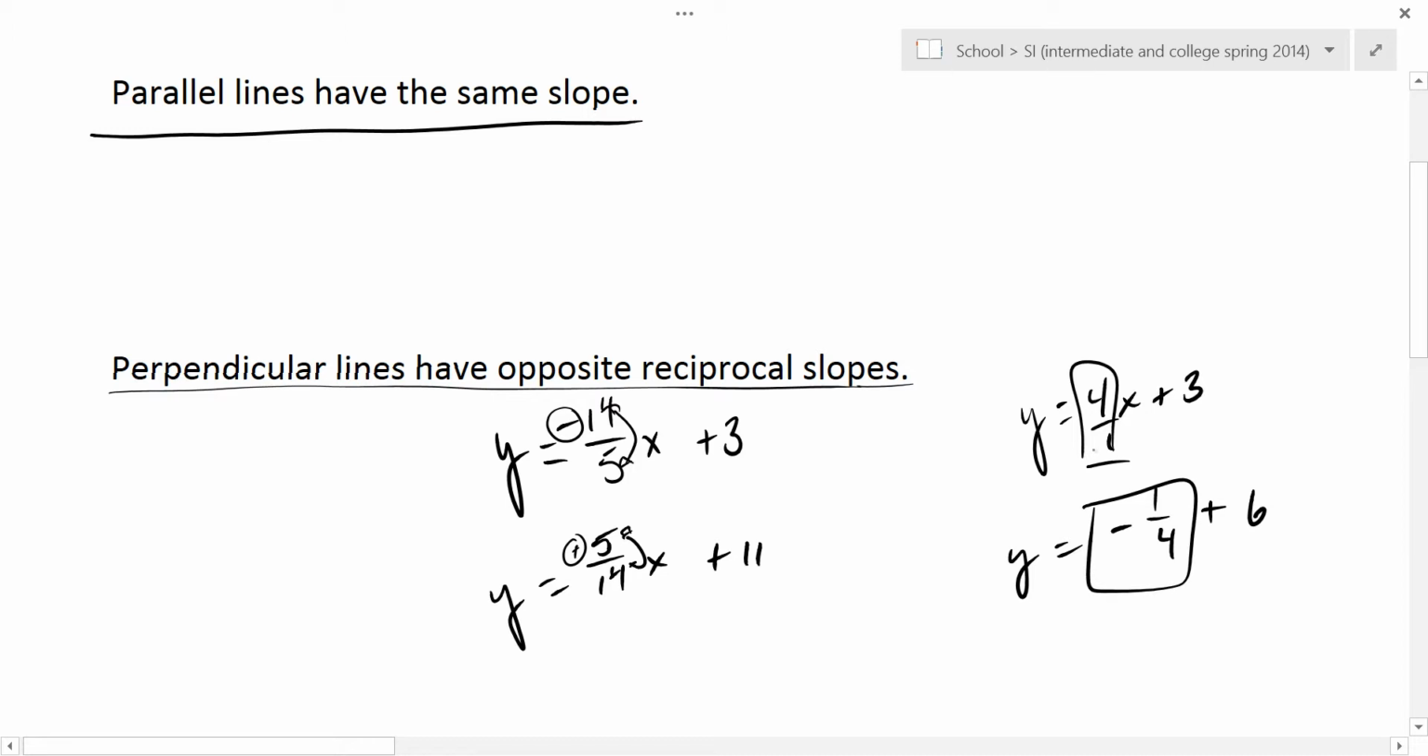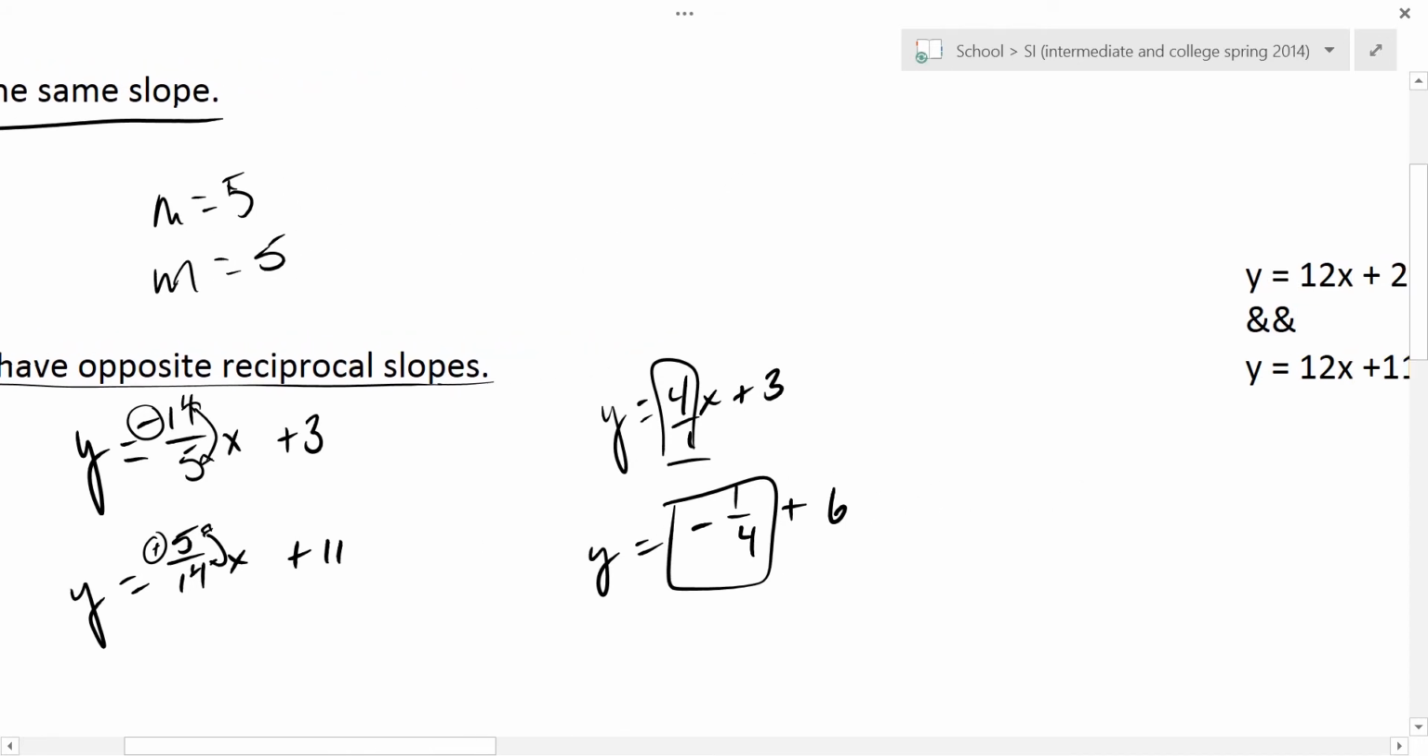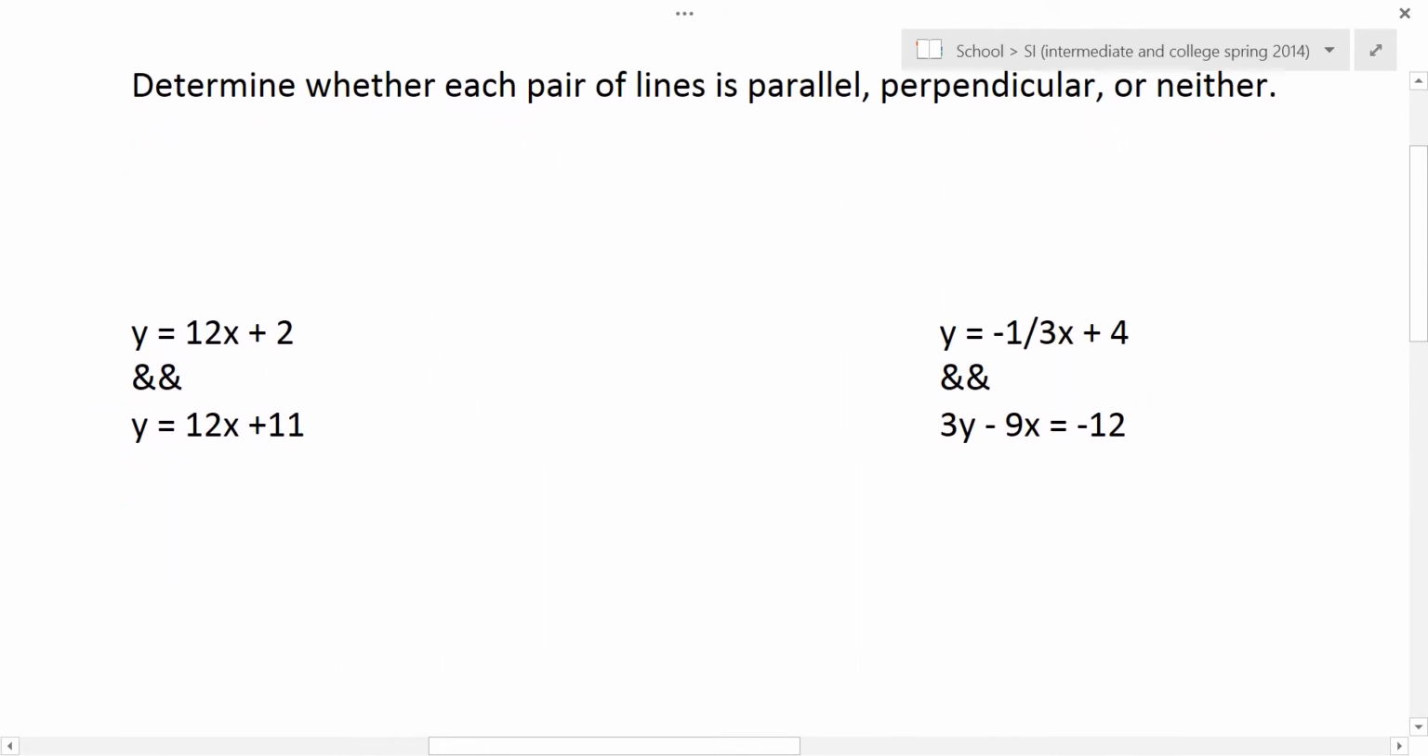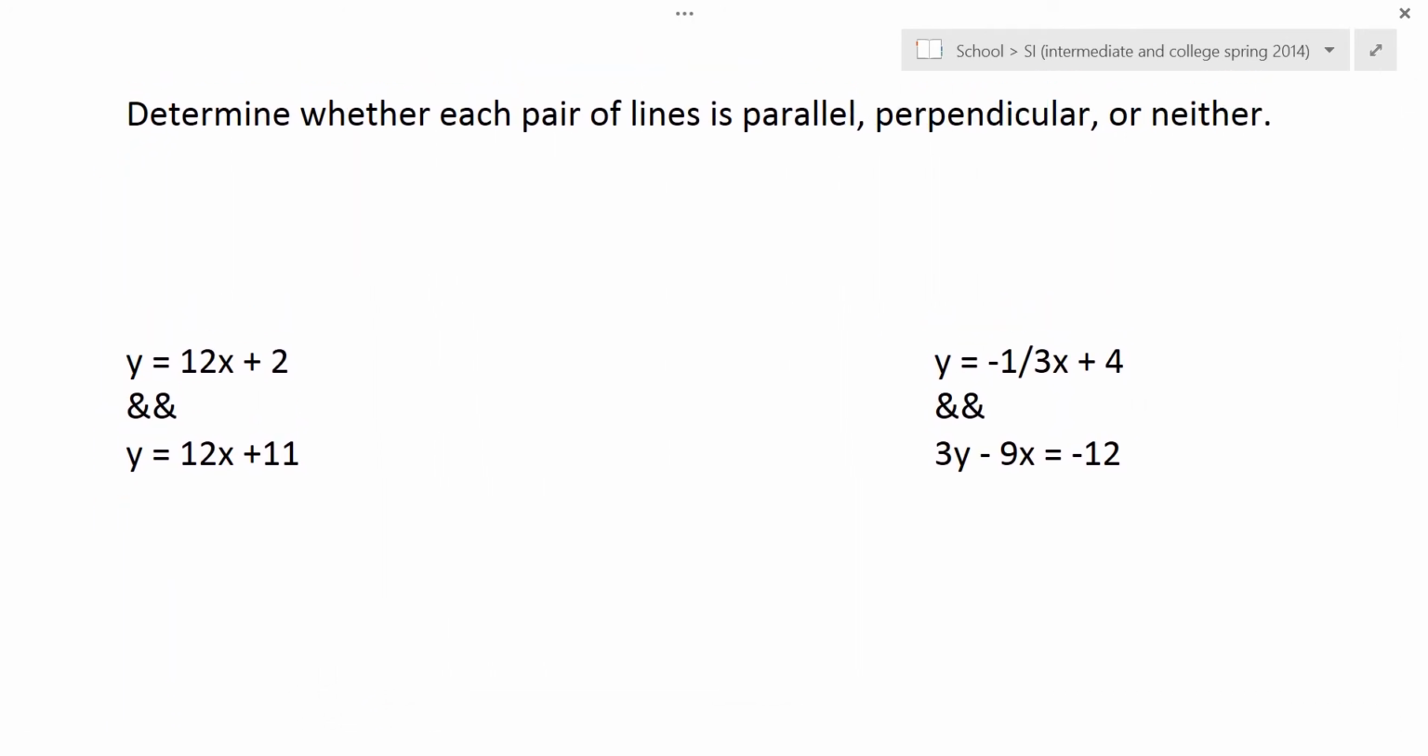It can be reciprocated. Parallel lines, I'm sure you can imagine, are the same slope. M equals 4, M equals 5. Nothing special there. So we've got a set of instructions. Determine whether each pair of lines is parallel, perpendicular, or neither.